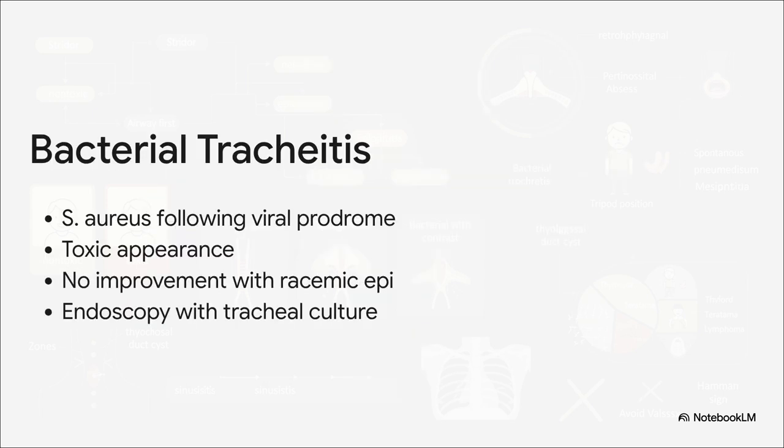That total lack of response points directly to bacterial tracheitis. This is most commonly caused by Staph aureus. It usually follows a standard viral prodrome, meaning the kid had a normal cold that suddenly just got way worse. The key markers here are the toxic appearance, thick, purulent secretions, and the complete failure of racemic epinephrine to do anything. Management means securing the airway, getting an endoscopy for a tracheal culture, and starting aggressive IV antibiotics.